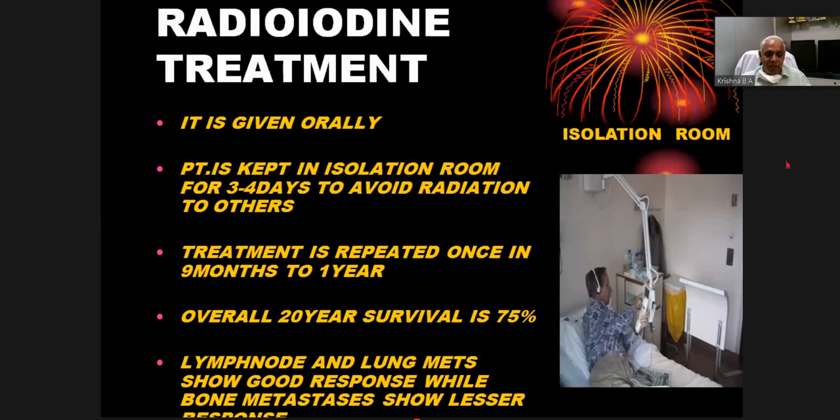So, as per the atomic energy rule, by 2 or 3 days, the whole body radiation dose comes down to such a low level that at 6 meter distance, there's hardly any radiation. At that time we release him, and he does not become a radiation hazard to either his family members or to the surrounding people. Overall, the radioiodine treatment gives a survival of 75% at 20 years.